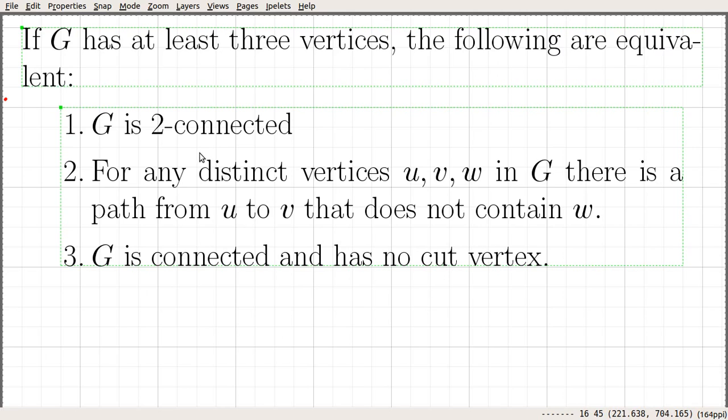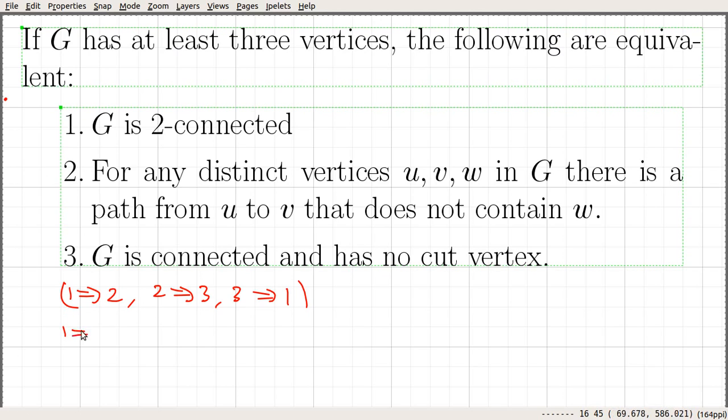So in order to prove the equivalence among these three statements, we only need to prove a circular implication. We only need to prove statement 1 implies 2, 2 implies 3, and 3 implies 1. If we are able to prove these three implications, then we can say that these three statements are mutually equivalent. Okay, so let's prove each one by one.